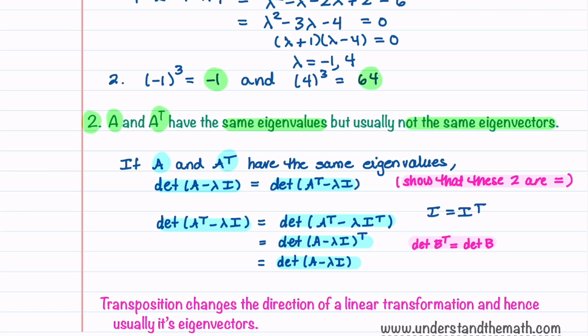I want to make a note that transposition, in other words, taking the transpose of a matrix, changes the direction of a linear transformation, and hence, usually, its eigenvectors. So A and A transpose don't usually have the same eigenvectors.